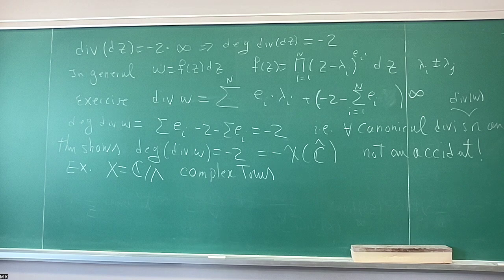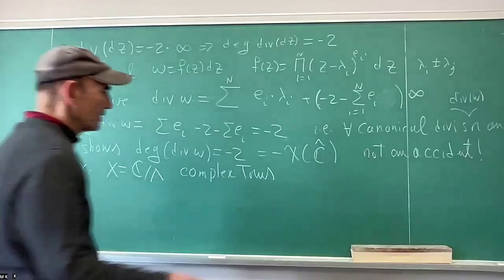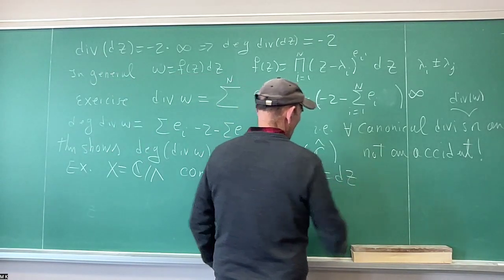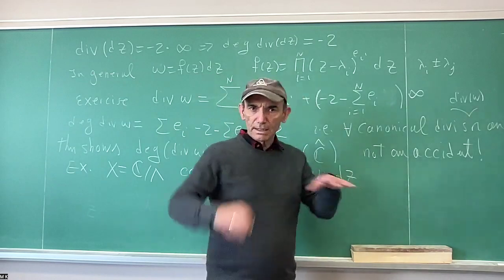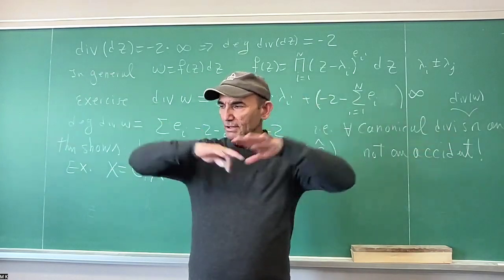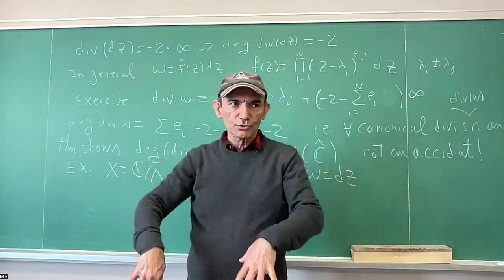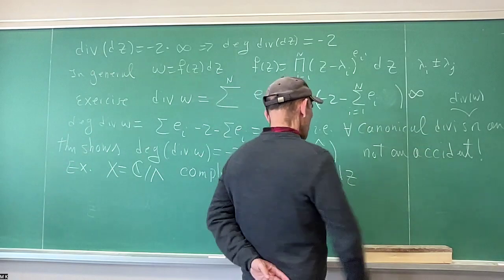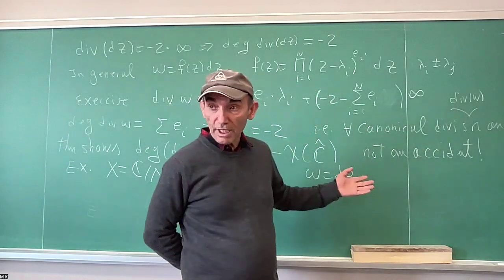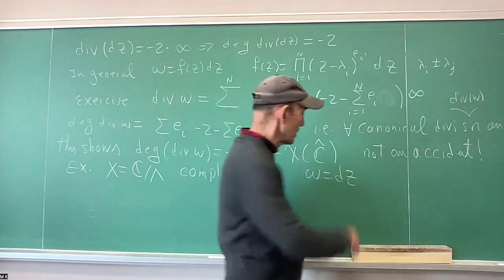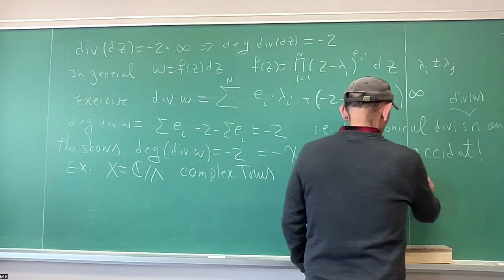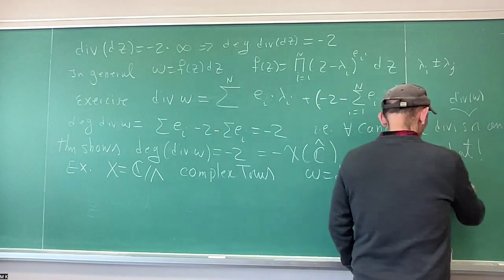So you need a meromorphic one form on the complex torus. Obviously, you can take omega equal to dz. We check that this dz exists on the plane, but because it's invariant under the lattice, it goes to the quotient. So this is one. But this is actually a holomorphic one form. It has no zeros or poles. So this is actually a holomorphic one form.